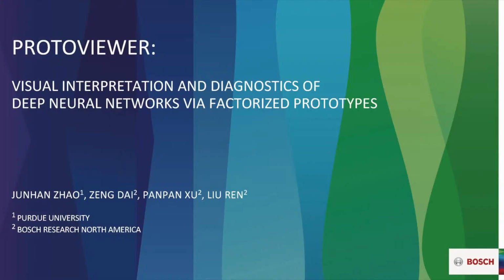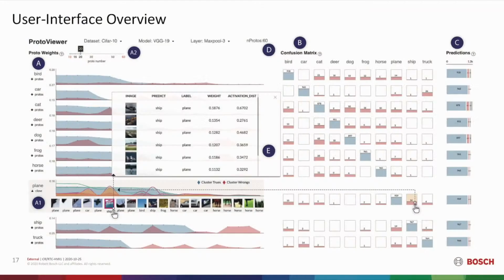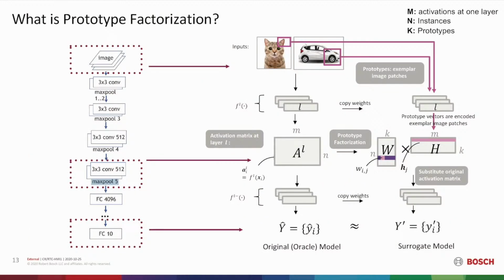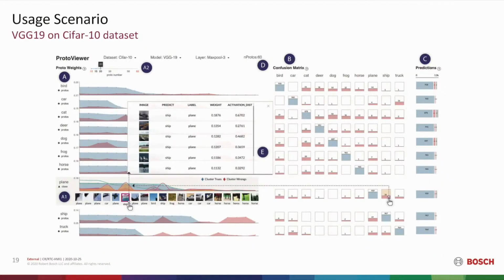Hey everyone, I'm Xinhuan Shu, a PhD candidate at Purdue University, computer graphics major, and a research intern at Bosch Research North America. Here, we are presenting our recent research, Persevere, using factorized prototypes to visually interpret and diagnose deep neural networks. This work is co-authored by research scientists at Bosch, Dr. Zeng, Dr. Xinhuan Shu, and Dr. Liu Ren.